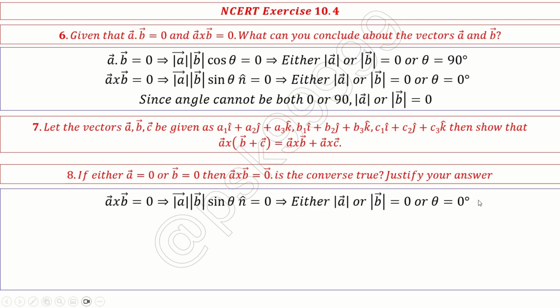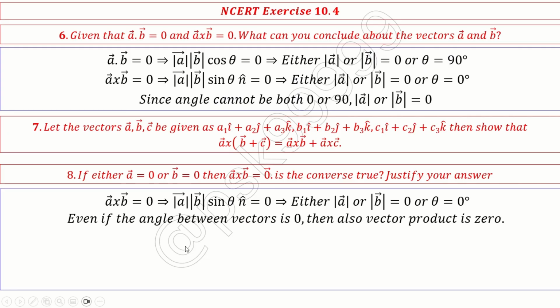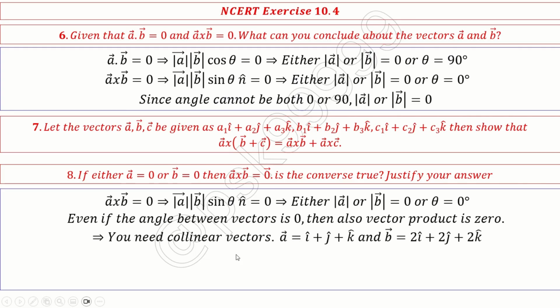You have another condition, right? Third condition also there, where if theta equal to 0, then also there will be 0, which means if they are collinear vectors, correct? If they are collinear vectors, then cross product is 0, right?